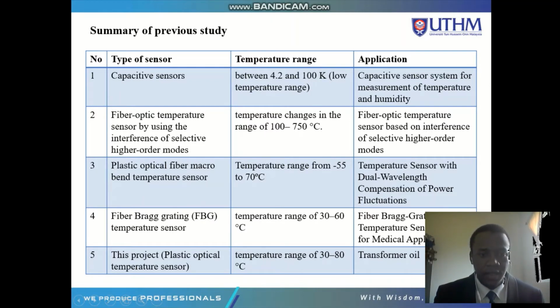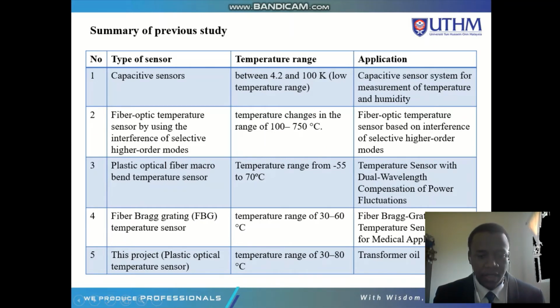And then this one is a plastic fiber macro bend temperature sensor. This is actually close to the one that we are using in this project. The temperature range is from negative 55 to 70 degrees Celsius. It is used in temperature sensor applications with dual wavelength comparison of power fluctuation. And then this one is the FBG, which is one of the most common types of sensor. The temperature range is from 30 to 60 degrees Celsius. Actually, this one goes higher than this temperature, but in this paper they use it only up to 60 degrees Celsius. And then a temperature sensor used for medical application.